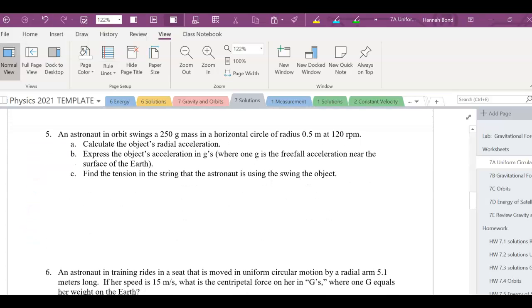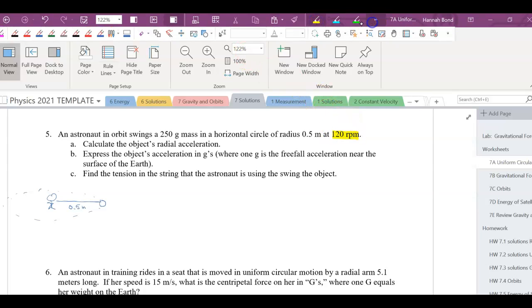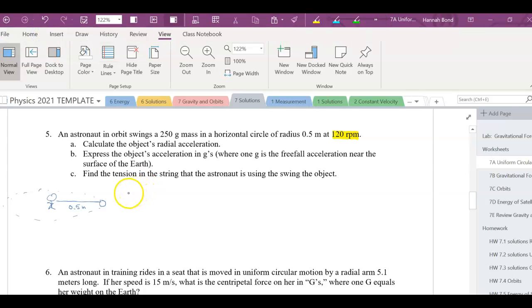Let's go on to number 5, where we have an astronaut swinging something in a horizontal circle. They've got something that's tied to a rope maybe, and they're swinging it in a circle. The circle has a radius of 0.5 meter, and they're swinging it at 120 RPM. Whenever we see RPM, the first thing we should do is to find the period. That's not one of the questions, but we are going to need the period if we're going to answer the questions.